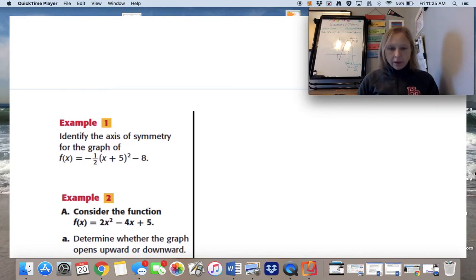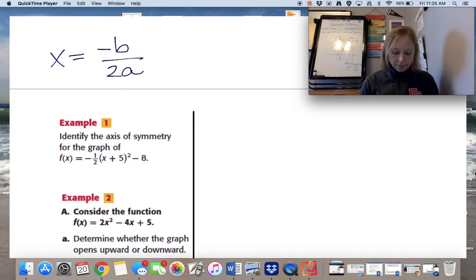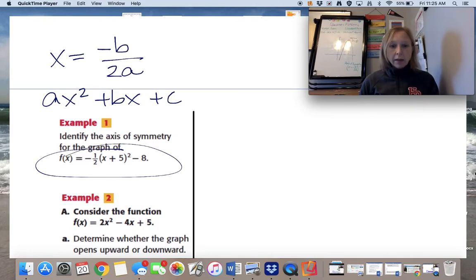So example 1, identify the axis of symmetry for this graph. Okay, so the formula that we were given up above for axis of symmetry is x equals negative b over 2a. Now this is when we're working with standard form. Remember, standard form is ax squared plus bx plus c. What we're given here is not standard form. So I have a couple choices.